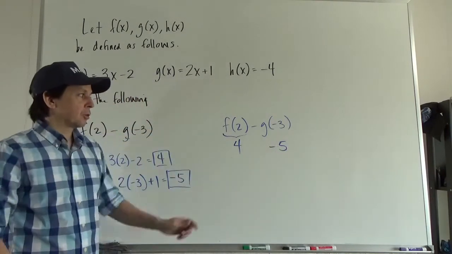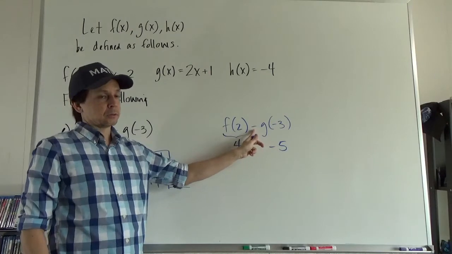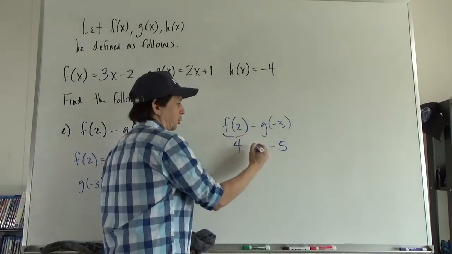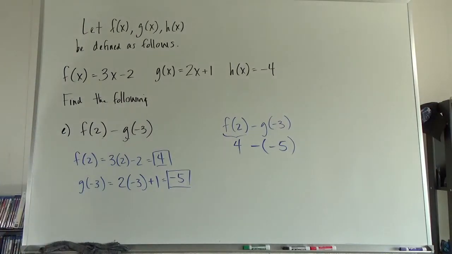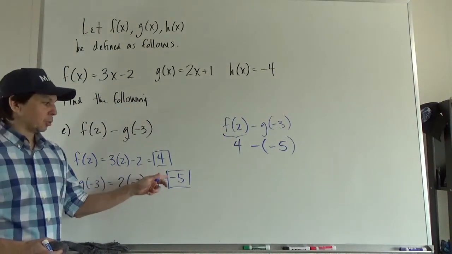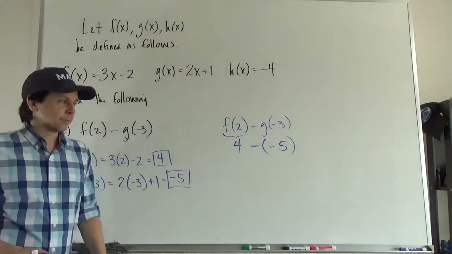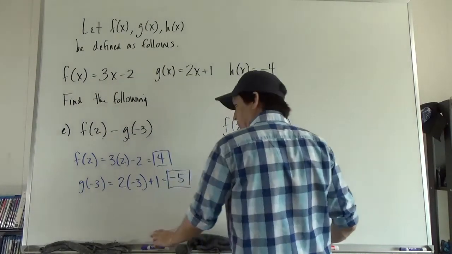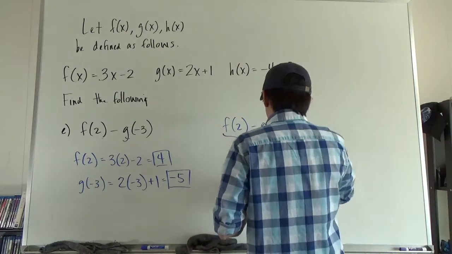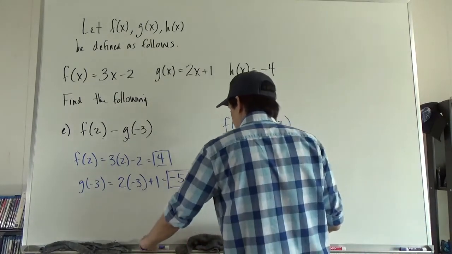Don't lose track of the operations. That minus sign is between them, so I'm subtracting this value minus that value. So ultimately I'm doing 4 minus -5. F of 2 minus g of -3. 4 minus -5. Alright, you do your usual canceling those negatives, and you get +9 out of this.